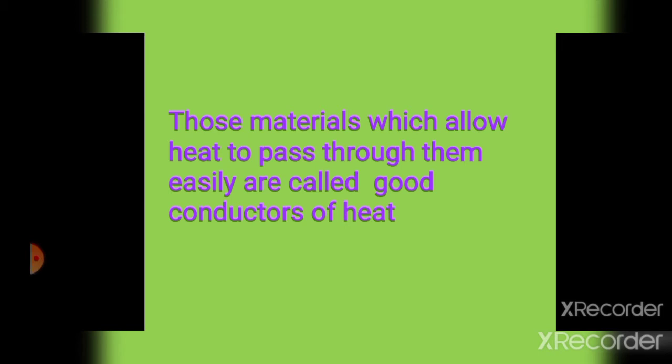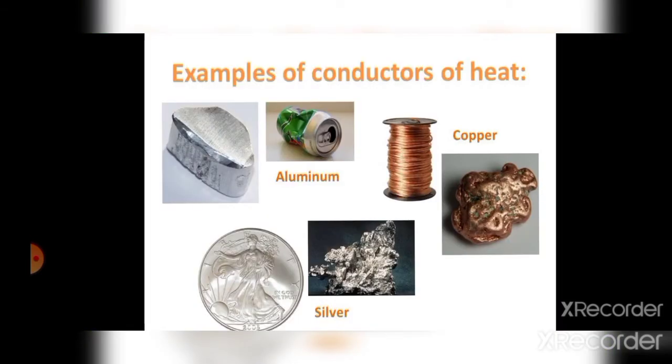All the metals are good conductors of heat. For example, metals such as silver, copper, aluminium, iron and mercury are all good conductors of heat. Though all the metals are good conductors of heat, some metals are better conductors of heat than others. For example, silver metal is the best conductor of heat.